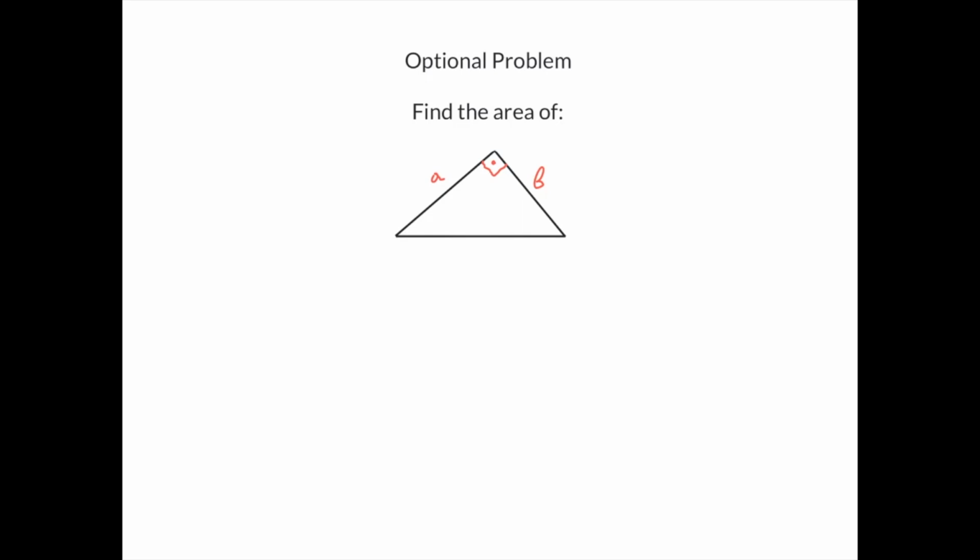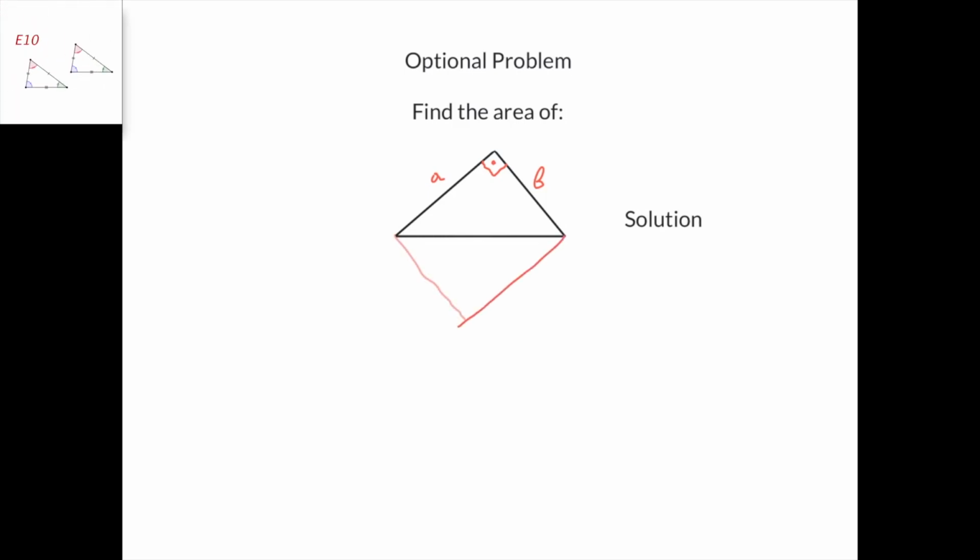The optional problem is to just find the area of this right-angled triangle. It has side lengths a and b. And here is the solution. We just need to construct another right-angled triangle that is congruent to the one given. So we have a right angle here, and then the side b and side a here. If this angle is alpha, then because of the congruence, we have that this angle is also alpha.